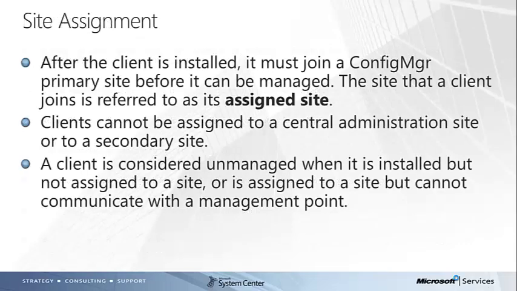Site assignment: after the client is installed, it must join a Configuration Manager primary site before it can be managed. The site that a client joins is referred to as its assigned site. So it has to be a primary site. You cannot assign the client to a CAS, that's a central administration site, or a secondary site. It needs to be assigned. A client is considered unmanaged when it is installed but not assigned to a site, or is assigned to a site but cannot communicate with a management point.